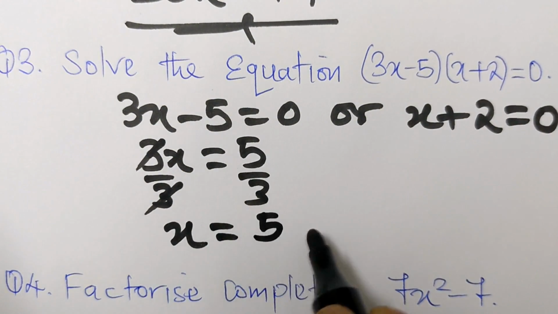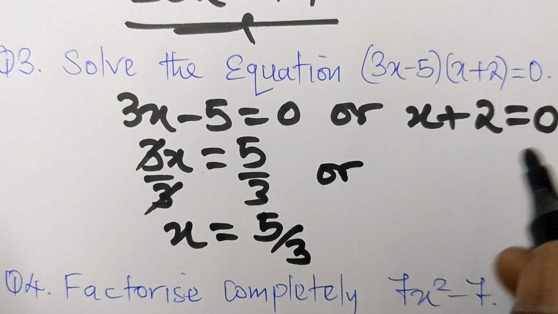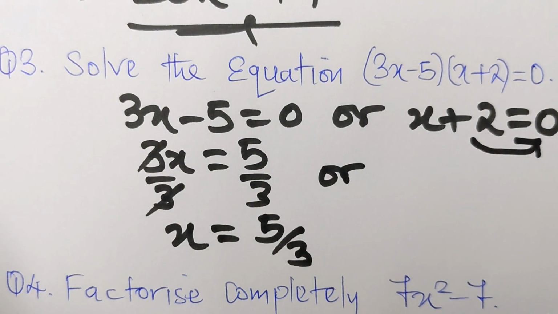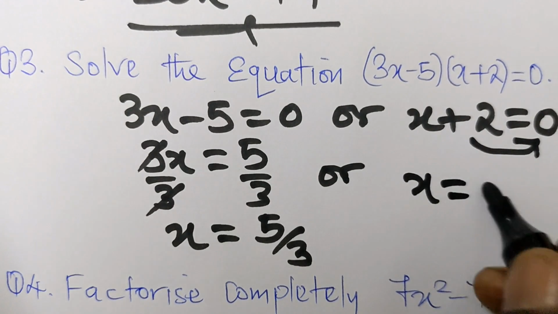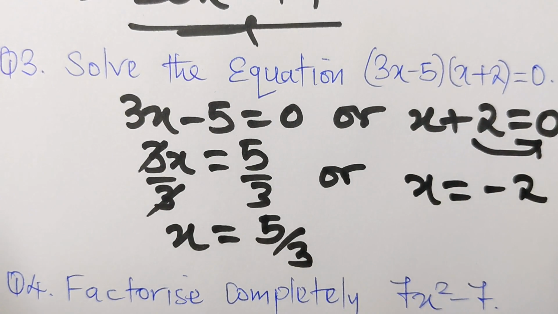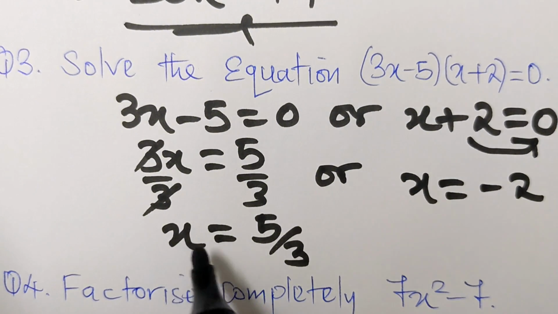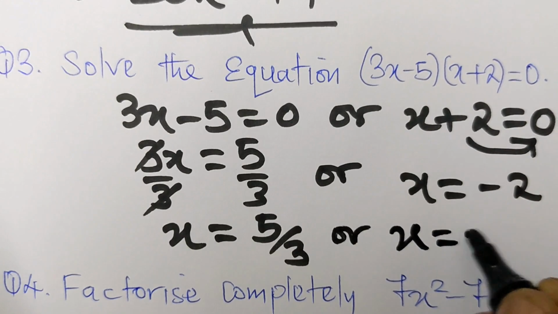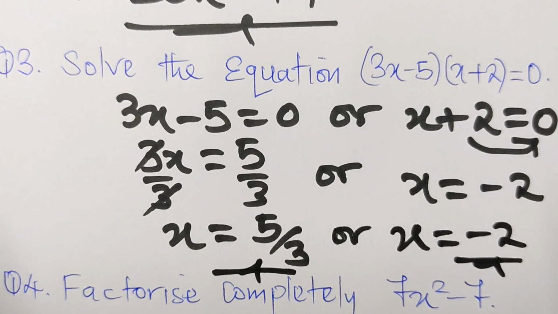We can just simply write this as 5 over 3. Then on this side, we simply take 2 to the right side. And this is going to give us x is equal to negative 2. So the two values for this quadratic equation are x equal to 5 over 3 or x equal to negative 2. So these are the two values that are there for this question as the solution.